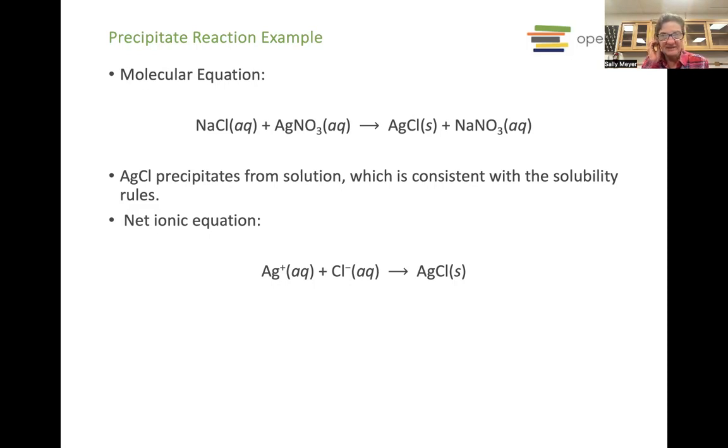And if you write that as a net ionic, the sodium plus and the nitrate on the reactant side are in the same form on the product side, so we can leave those out. And the only thing that's truly changing in this precipitation reaction is Ag plus is running into Cl minus. And when that happens, water can't keep them apart. And so you're forming the precipitate silver chloride.